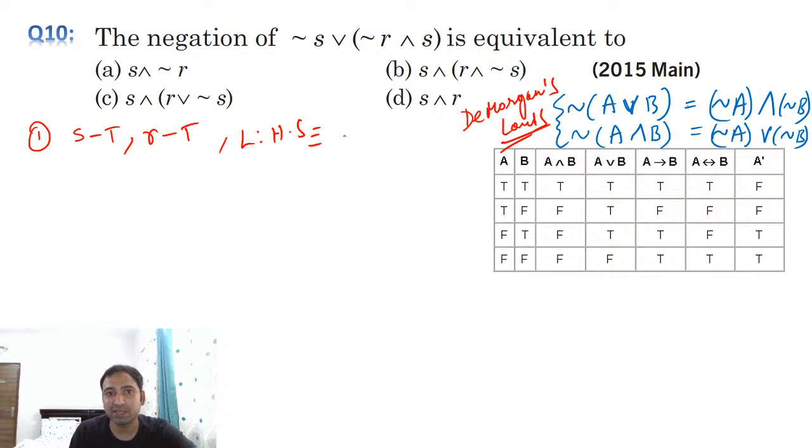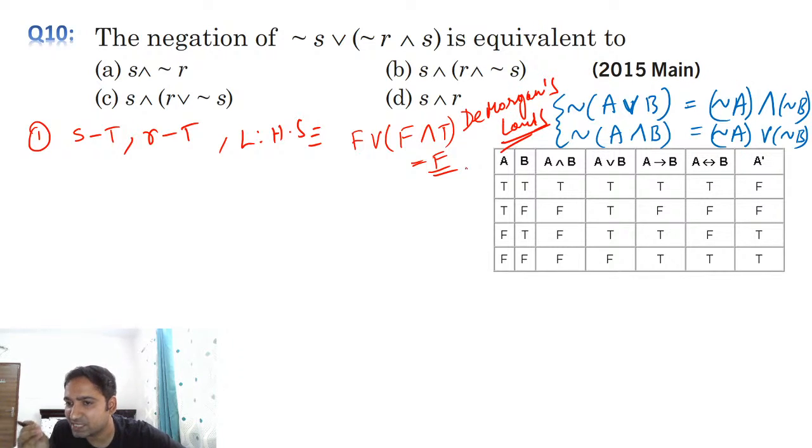Left hand side is becoming negation of true, that is false, and false and true we're getting. So false and true is false, false or false is false. So finally we're getting false. In the options where we're getting false, we need to verify it. Let's check where we're getting false.